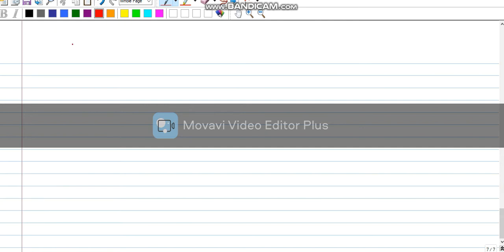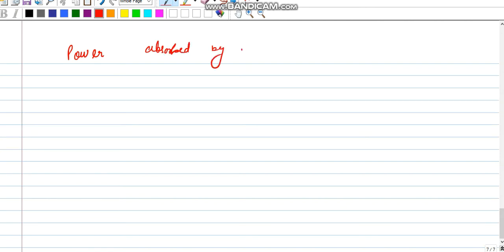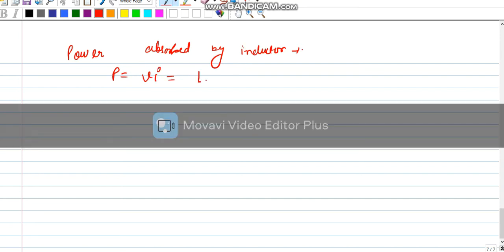Now let us calculate the power absorbed by the inductor. The power formula is V into I, voltage into current, and V is equal to L into di by dt, into I. So this will give L into I into di by dt.